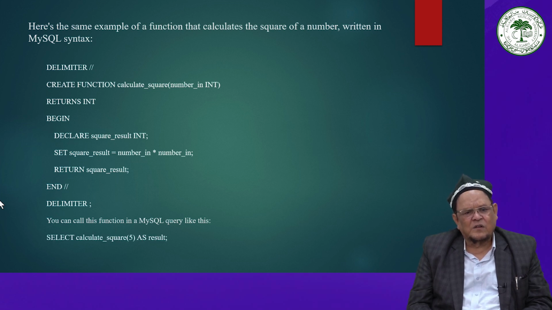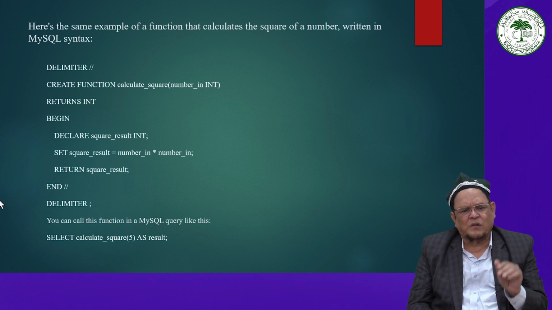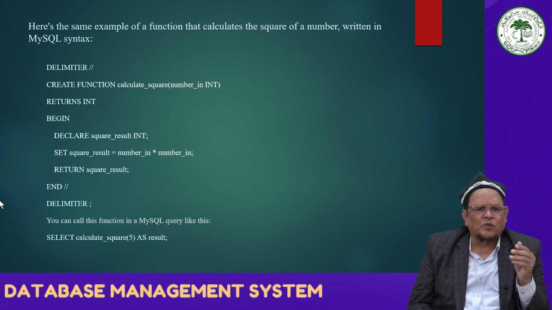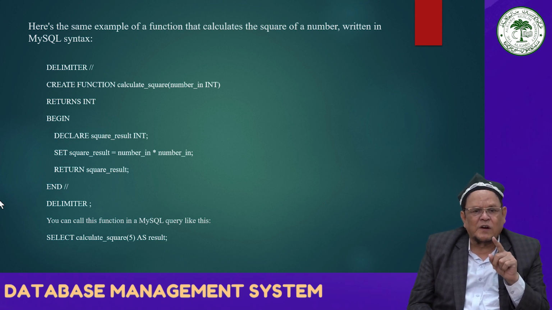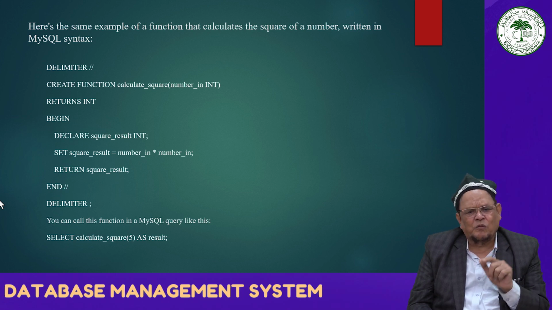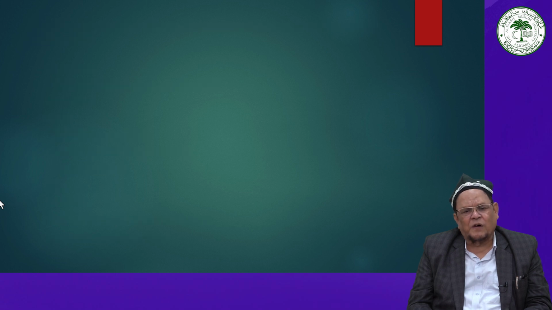Then you can call this function in a MySQL query like this. SELECT calculate_square(5). If you want to call a procedure you use CALL, but for a function you write SELECT, then the name of the function, calculate_square, and put in the number, which should be an integer. Here it is 5, or you can use 6, 7, whatever. When you run it with 5, as a result you will get 25.